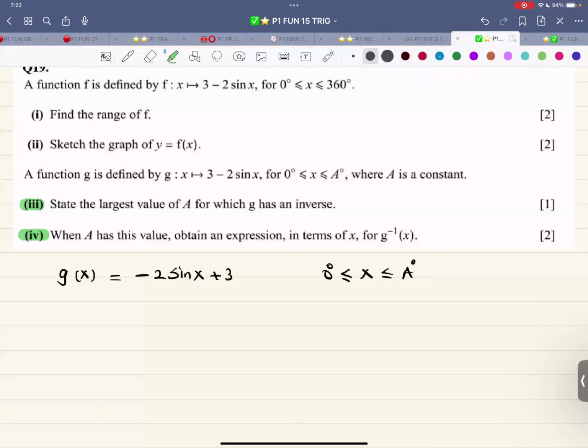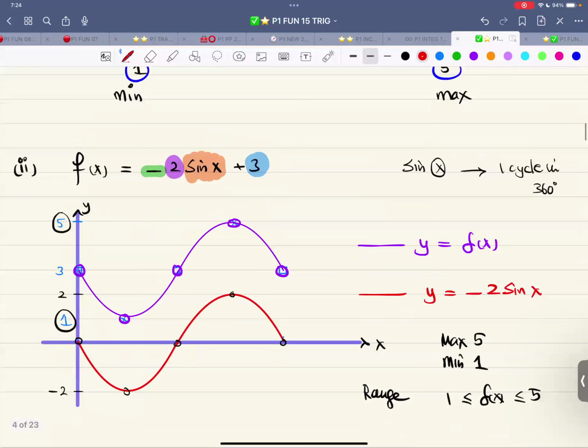Now it says state the largest value of a, the greatest value of a for which g has an inverse. In other words, they are asking us that g is a 1-to-1 function. It has an inverse. Inverse only exists for a 1-to-1 function. Now the story is about the turning point, because a turning point determines whether a function is 1-to-1 or not.